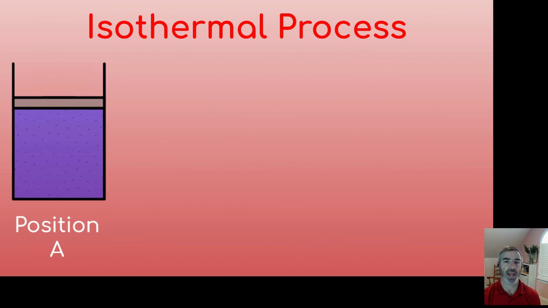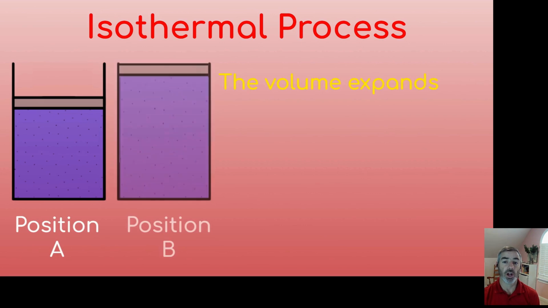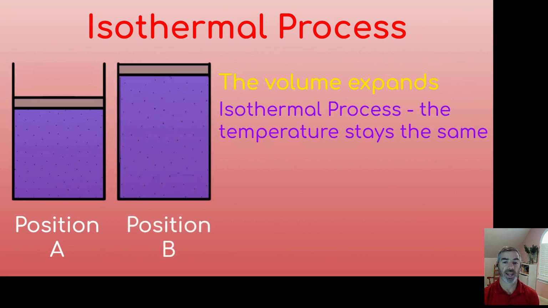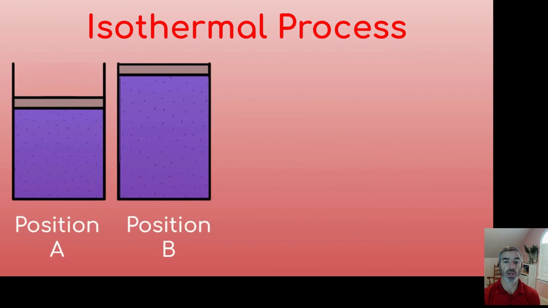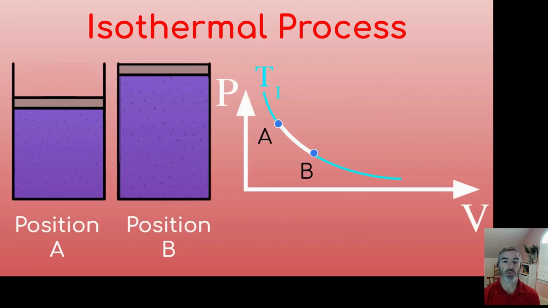If this was position A, where we're starting, the volume expands, so the volume gets larger. It's an isothermal process, so the temperature stays the same. Therefore, the pressure has to decrease. If we increase the volume with the same motion of particles, they're going to have to travel further to hit the sides of the container. So it's a lesser pressure because there are fewer collisions with the sides of the container. And we saw what it looks like for our PV diagram, the isothermal process, that inverse relationship going from A to B: the volume increased and the pressure decreased.